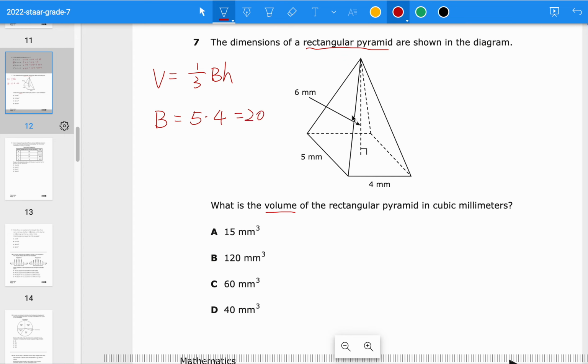And for the height, from this drawing, you can see the height is 6 here. So V, the volume, equals 1/3 multiplied by 20 multiplied by 6, where 3 and 6 can cancel out by 2. And you have 20 times 2, that is 40 cubic millimeters. So D is correct.